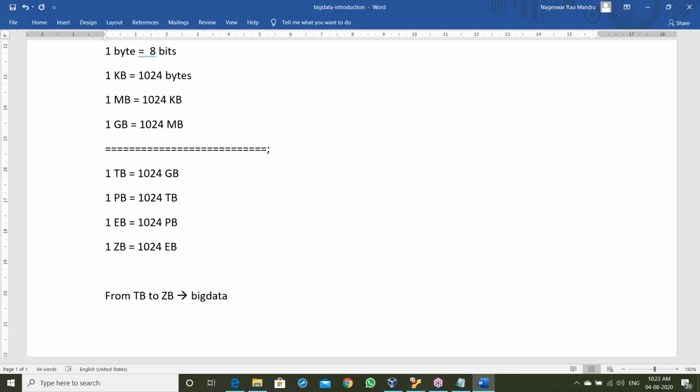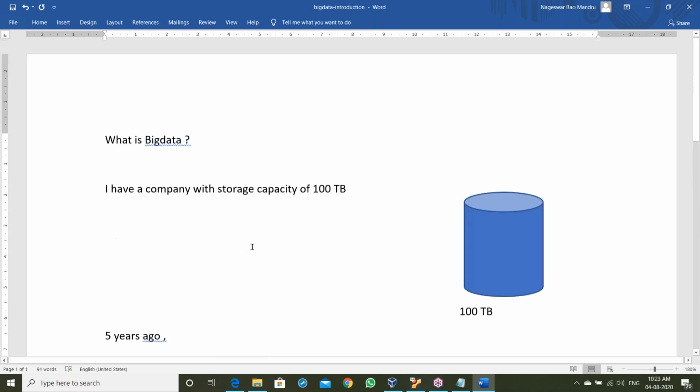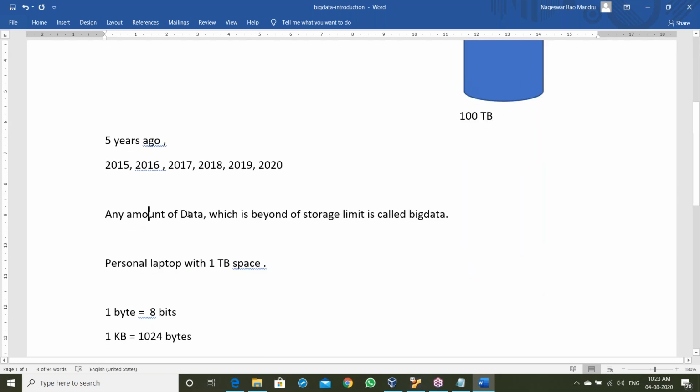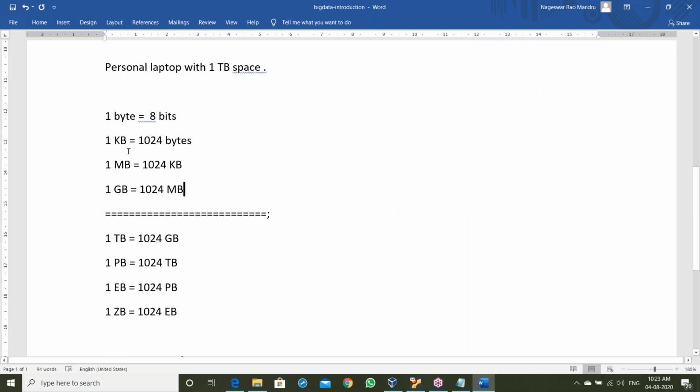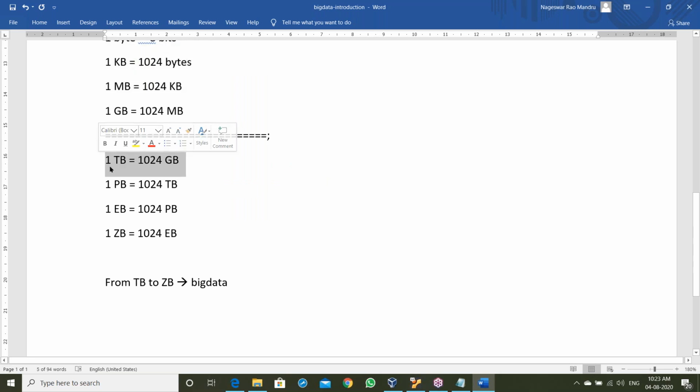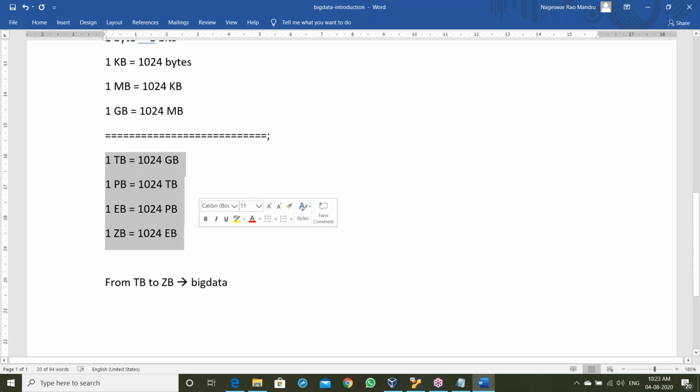What is big data? The definition: any amount of data which is beyond the storage limit is called big data. Up to GBs is small data here. Terabytes to zettabytes, this range comes under big data.